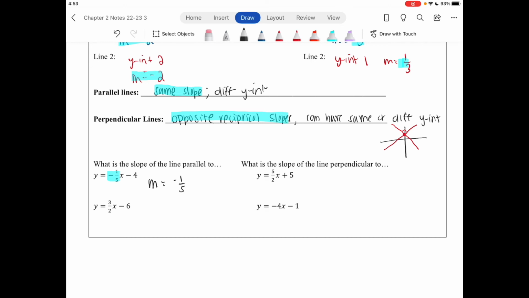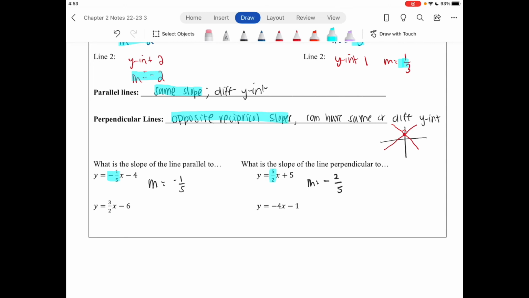If we want to find the slope of the line perpendicular to a given line, again, we need to start by identifying our slope. Then the slope has to become opposite and reciprocal. So opposite, we had +5/2, now it's going to be negative. Reciprocal, we're going to flip the fraction around, and it's going to become 2/5.